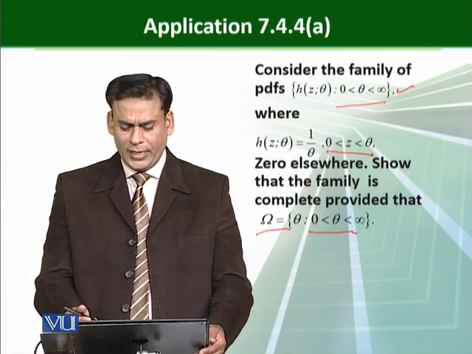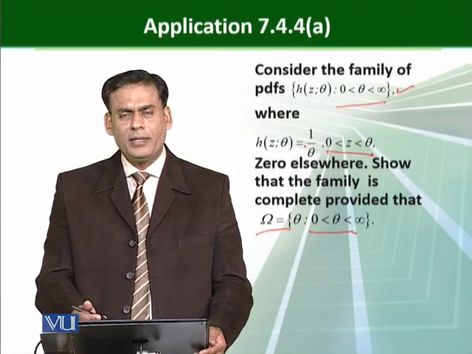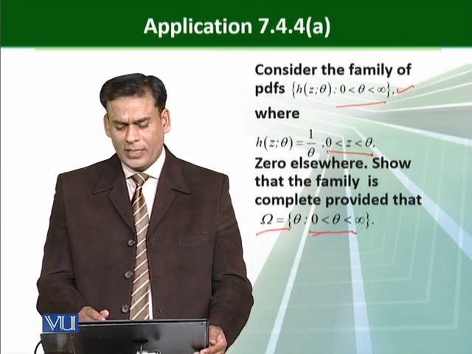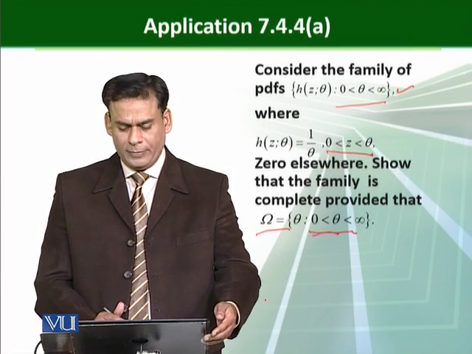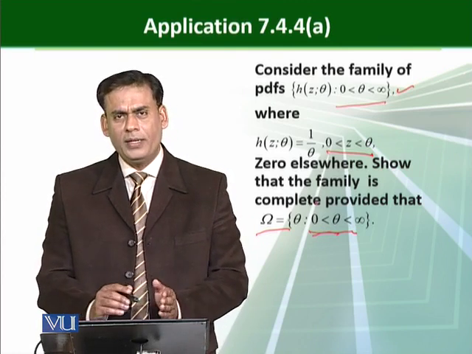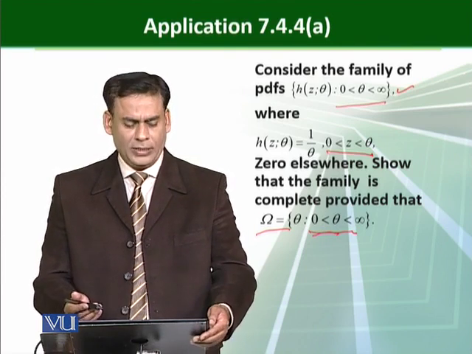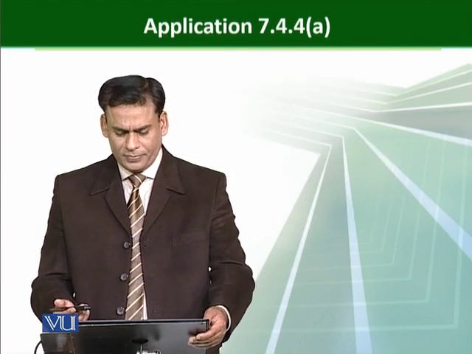So we have to show that this is actually complete, provided that it has range from 0 to theta. It has a range from 0 to infinity for that family, but the range of the PDF is from 0 to theta. So how do we proceed with this one?